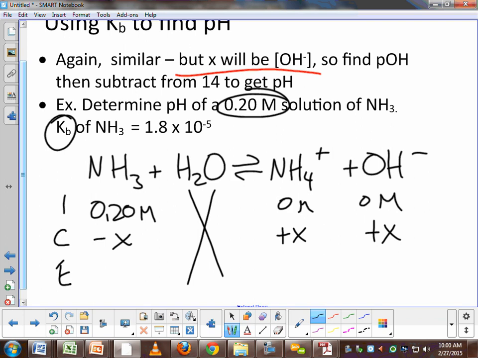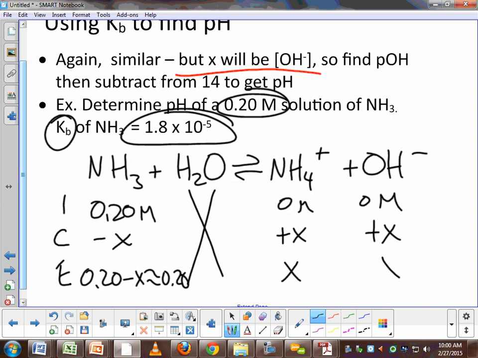So for my equilibrium concentration, it's going to be 0.2 minus X, and I'm just going to go right ahead and say that's approximately 0.2, because my K value is significantly less than 1. It's on the order of 10 to the minus fourth or smaller. And then I have X and X.